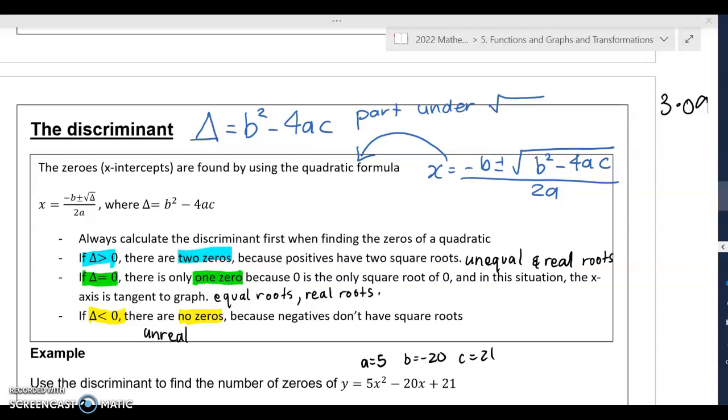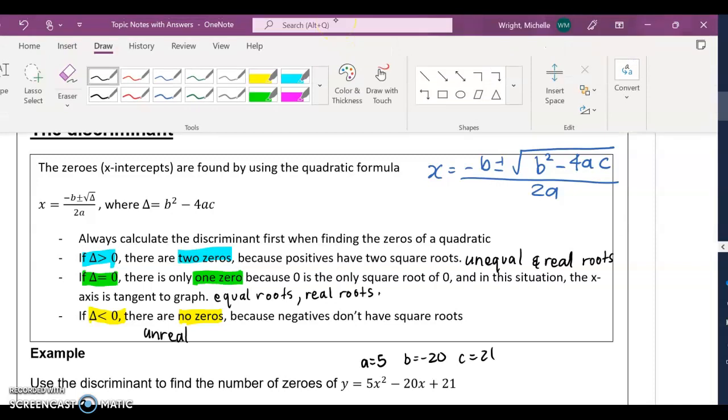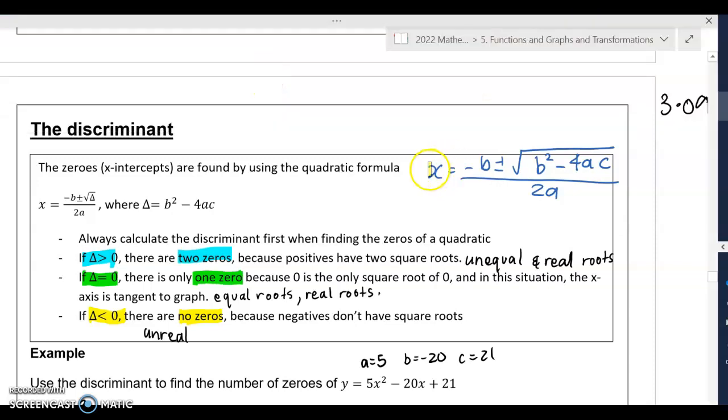Hi guys, in today's lesson we are going to have a look at the discriminant. Before explaining what the discriminant is, what I want you to remember is the quadratic formula, which is over here on the right. We used that earlier on in the year and we've used it quite a few times this year. So this is our quadratic formula.